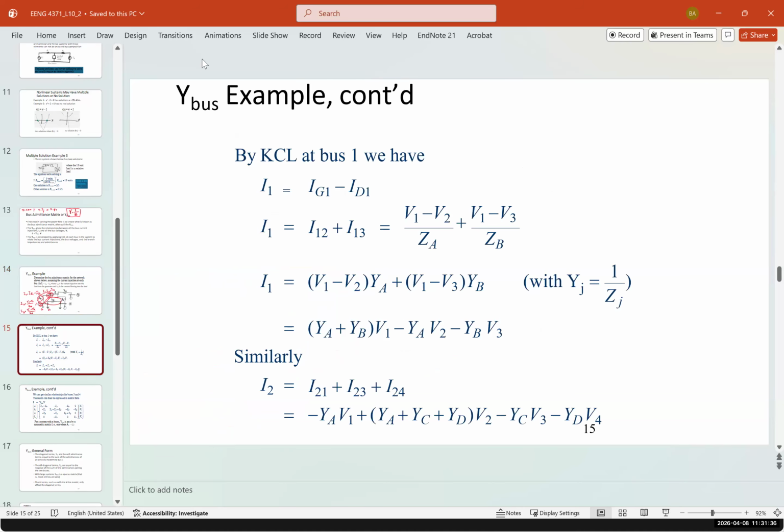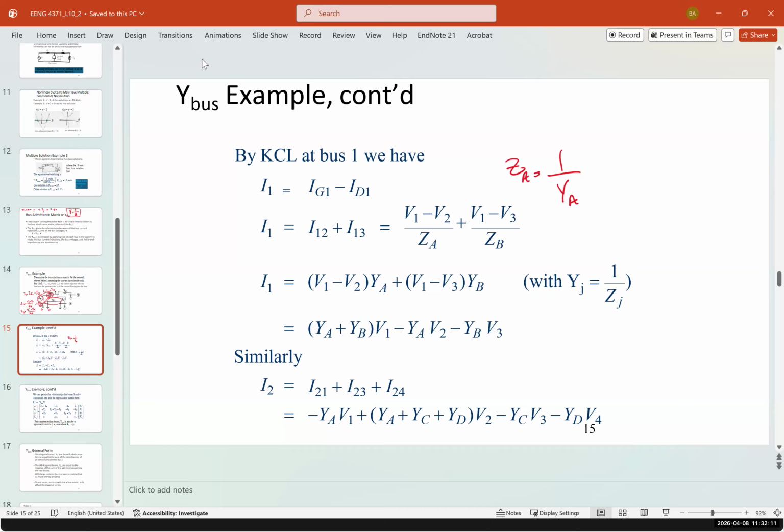So I can write this equation like this. I1 would be I12 plus I13, and it's going to be V1 minus V2 over ZA plus V1 minus V3 over ZB. I can replace ZA with YA because ZA is equal to 1 over YA and ZB is 1 over YB. Now with Yj equal to 1 over Zj, we can simplify the equation: (YA plus YB) times V1 minus YA V2 minus YB V3.